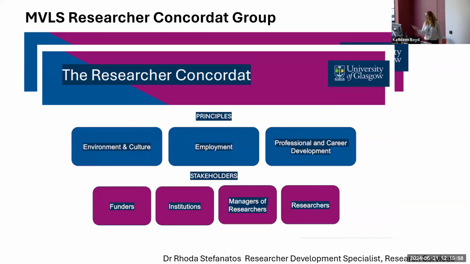So we essentially have the principles of the Research Concordat, which is about environment and culture, employment, professional and career development, as well as wider stakeholders with funders, institutions, managers. And what the Research Concordat does is it deals with a whole host of things. For example, lots of issues that affect ECRs, your academic career progression. Contracts is one of the things that was in the old action plan and is again probably going to be in the new action plan, trying to get more sustainable contracts for researchers who are always on non-permanent contracts, which is a big issue.